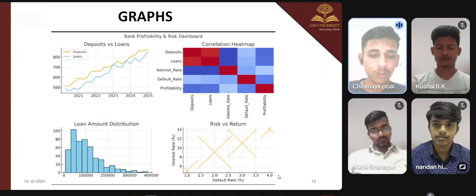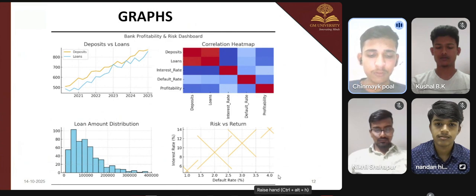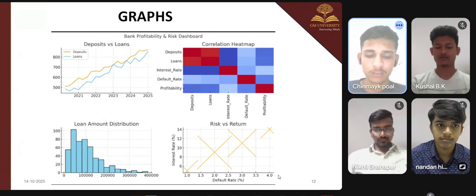In the third graph, loan amount distribution, bottom left, is a histogram showing how many loans fall in different amount ranges. Most loans are below 1 lakh, meaning small loan amounts are common. In the fourth graph, risk versus return, bottom right, it compares default rate percent as risk with interest rate percent as return. As risk increases, banks charge higher interest rates. The date at the bottom left corner indicates when the dashboard was viewed or generated.